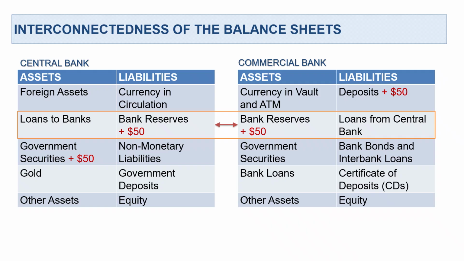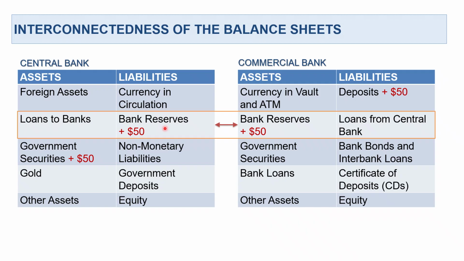Now, this slide basically shows that the commercial bank and the central bank balance sheets are interconnected. In fact, that's very essential if you want to conduct monetary policy, because the transmission channel of monetary policy really takes place through the commercial banks. So here is again the central bank balance sheet and the commercial bank balance sheet. And the interconnectedness of the two balance sheets happens through the bank reserves.